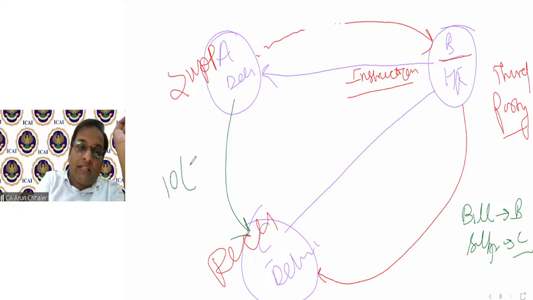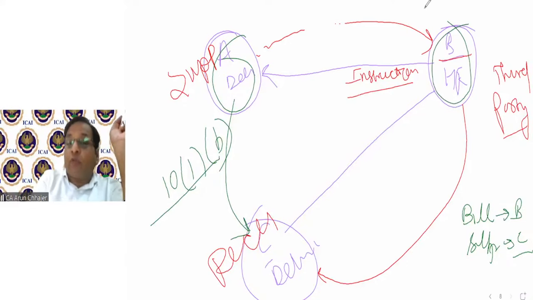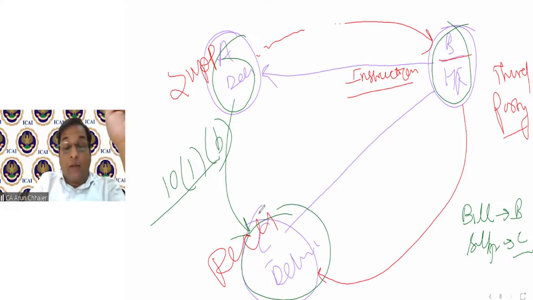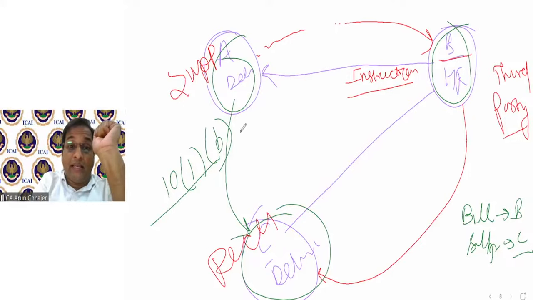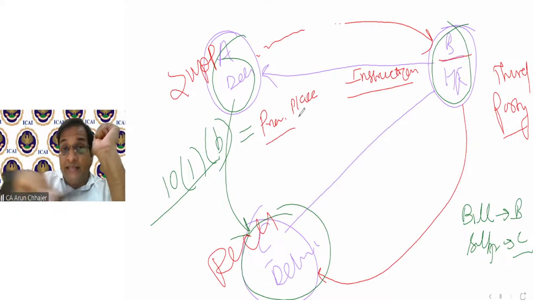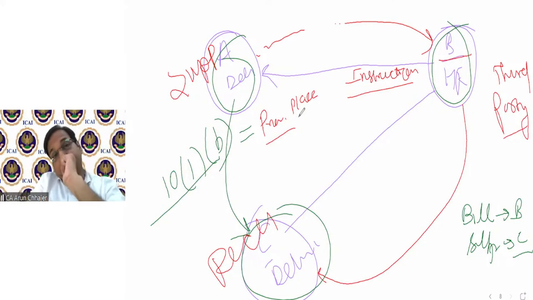10 subsection 1 clause B says that when A raised the invoice to one location, but is making the delivery at another location, in that case, what is the place of the supply? The place of the supply is the principal place of business of third party. Can you please see and tell me what is the place of the supply? What is the principal place of the business of person who is giving the instruction?